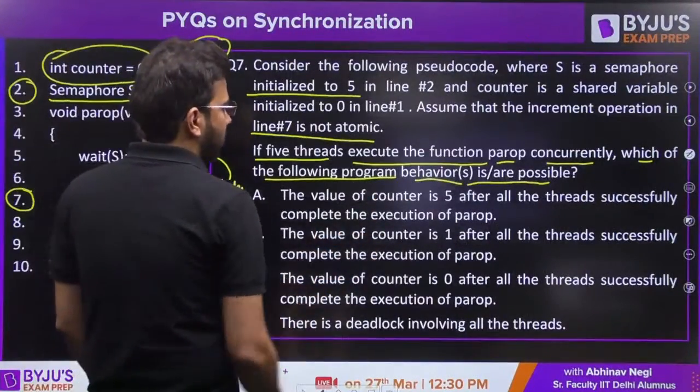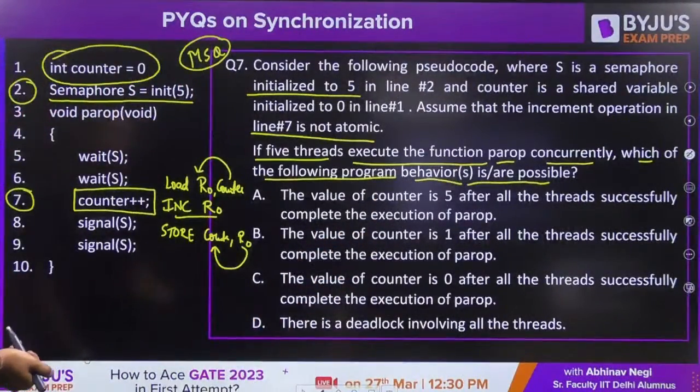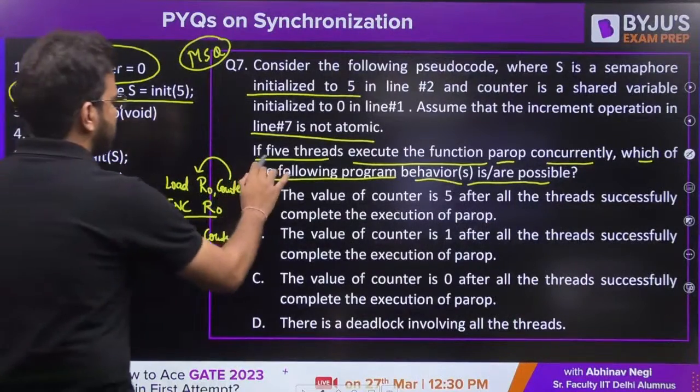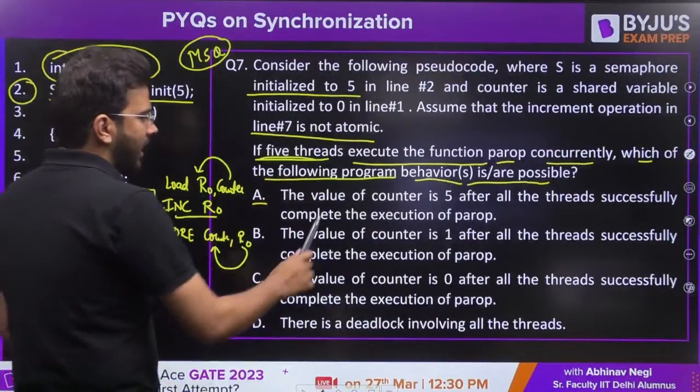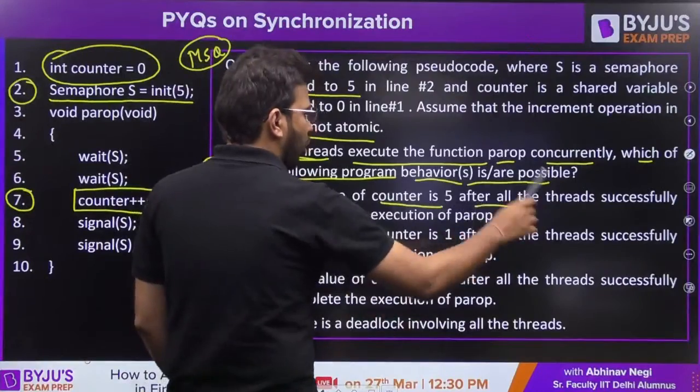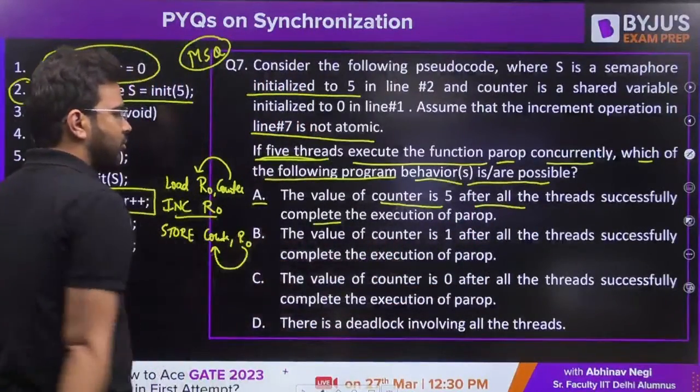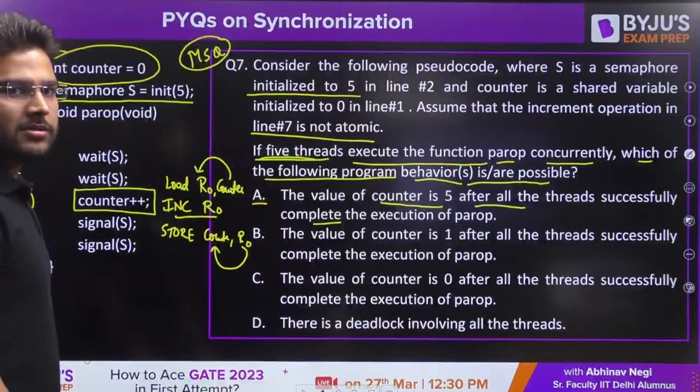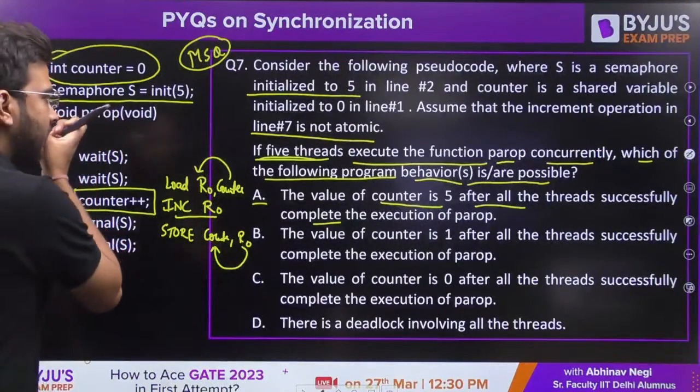Now, which of the following behaviors of the program is possible here? And we have 5 threads. Option A is the value of counter is 5 after all the threads successfully complete the execution. Is this possible? Is this possible? Now carefully see this.